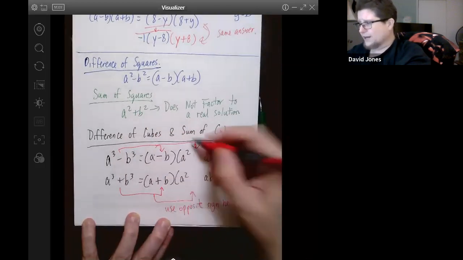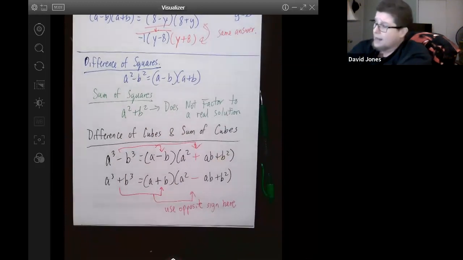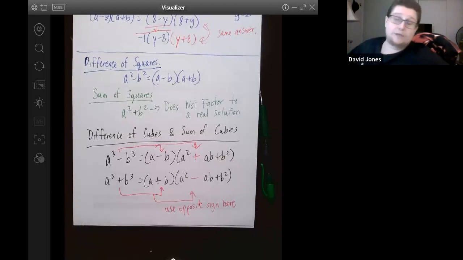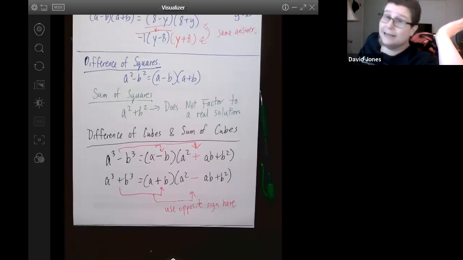So I had a negative there, I'm going to put a plus there. I had a positive here, I'm going to put a negative there. That's the factorization for it. A cubed minus b cubed equals a minus b times the quantity a squared plus ab plus b squared. Now, I don't know who came up with that. That's pretty clever to factor that out.